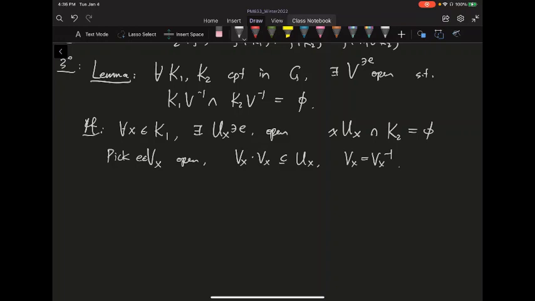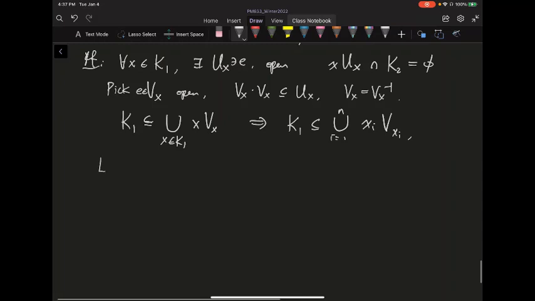Okay, so now we do the standard trick. We can cover K1 by these covers. For each x, I can cover it by the slightly smaller one, x translated by V_x. Here x is inside K1, so it's certainly an open cover of K1, so I can have a finite subcover. So K1 is contained in the union, for i going from 1 to n, of x_i V_{x_i}. So I have a finite subcover.